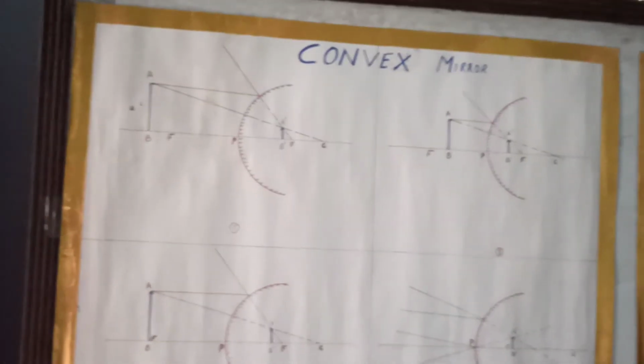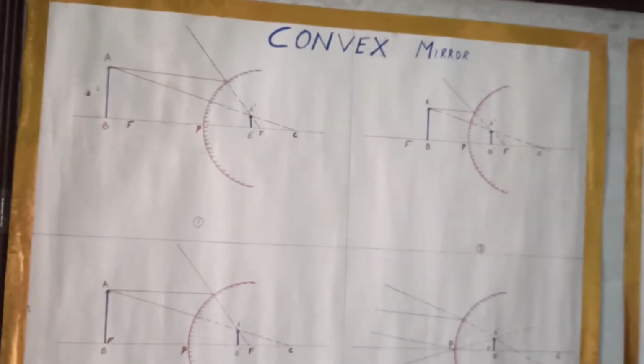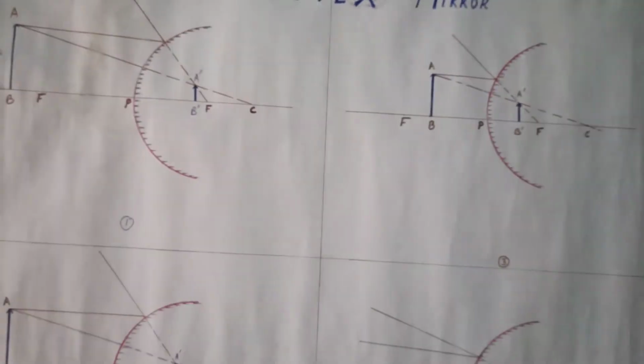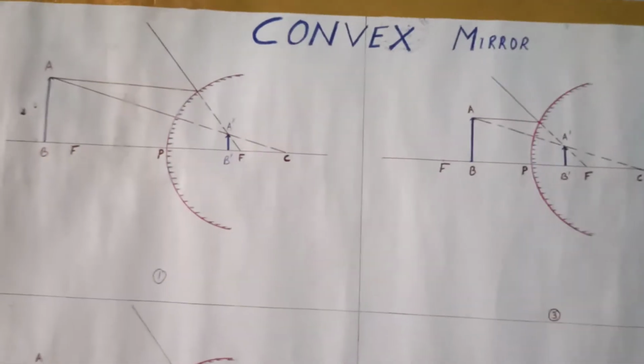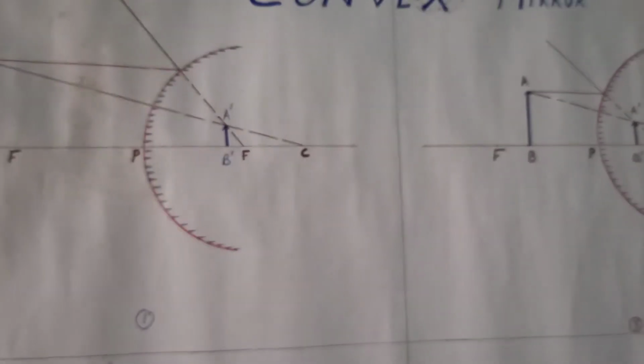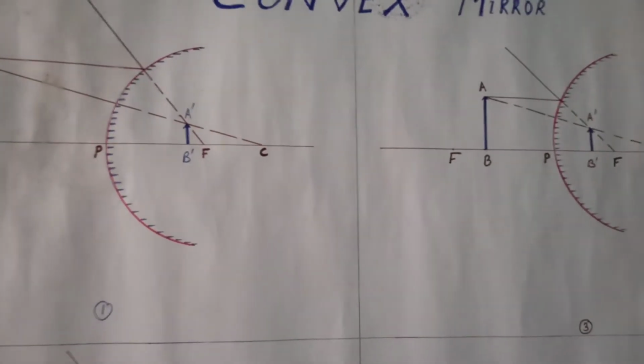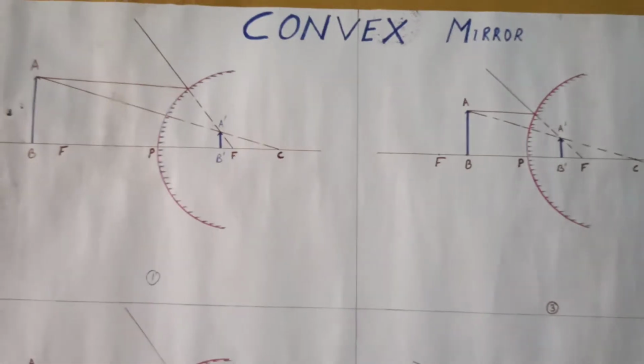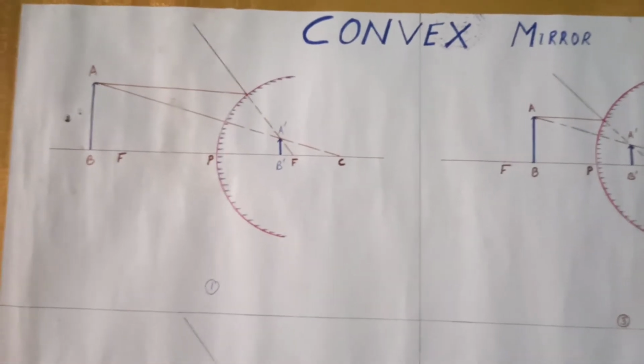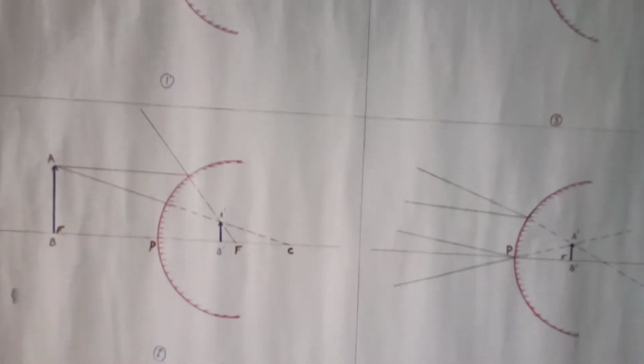Now we move to the next table, that is table 2, page 30, chapter 1, reflection and refraction of light. Table 2 shows the nature, position, and relative size of the image formed by a convex mirror. I'm just showing you here in your textbook. You can see this is table 2.